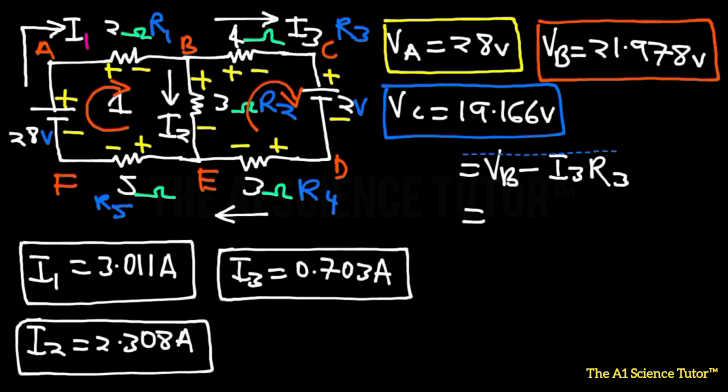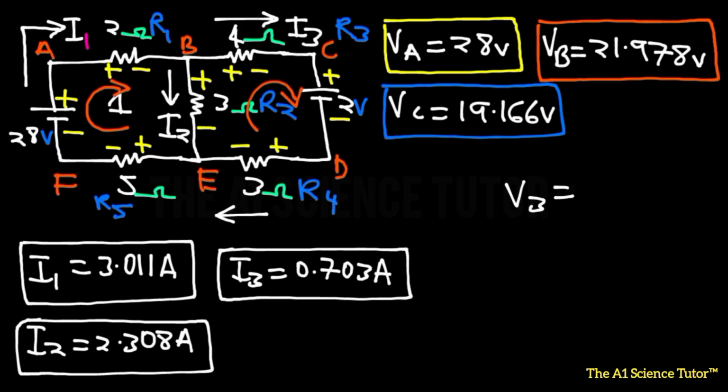Now feel free to find out what will be the voltage wasted over the third resistor. I actually included that in solving for VC, the potential at point C. The voltage wasted over the third resistor will be V3, and that will be equal to I3 multiplied by R3. So feel free to find that out.